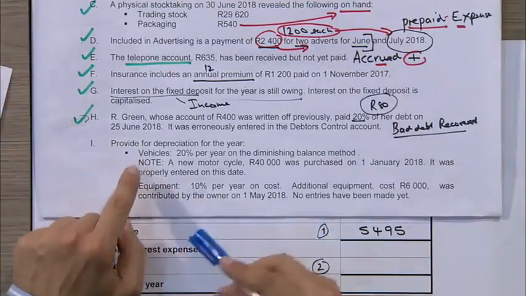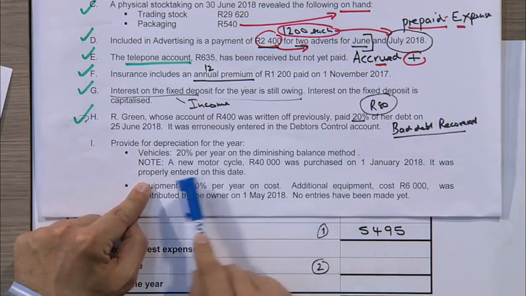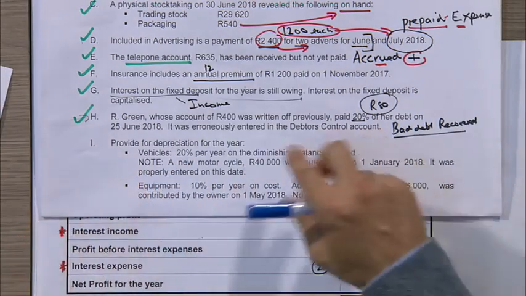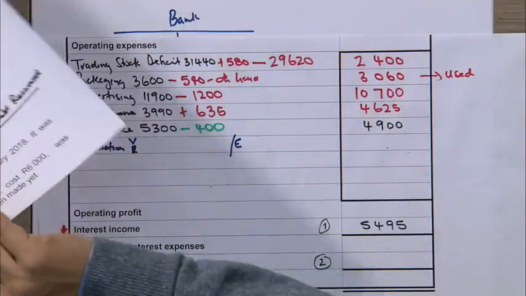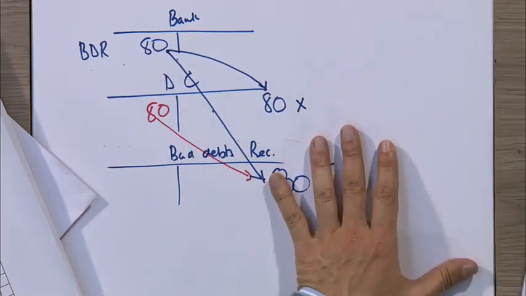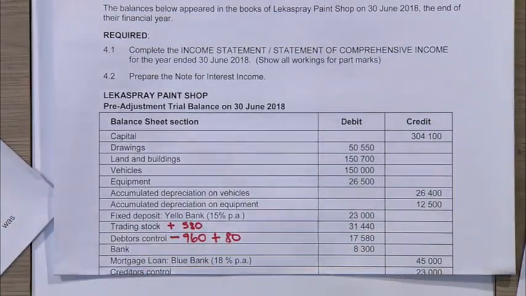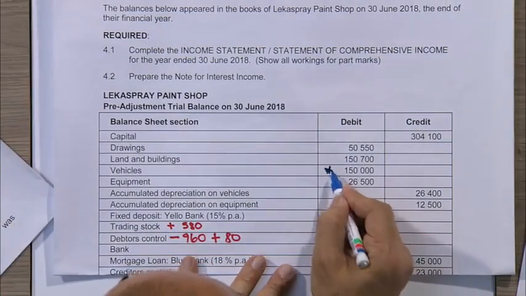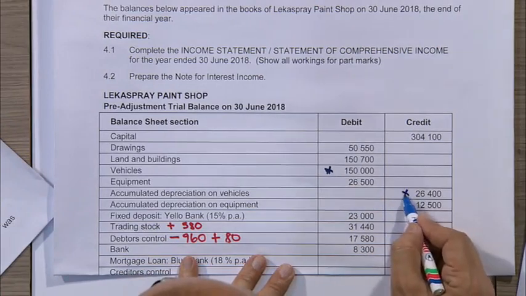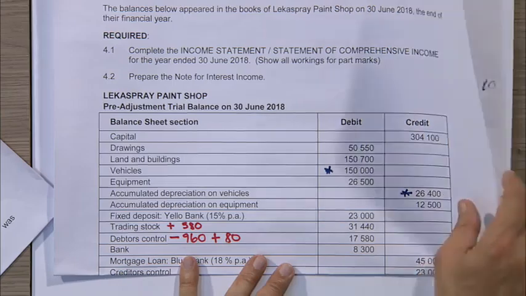Right, they're talking about vehicles. It's 20% per annum on the diminishing balance. Okay, then also it says, right, so let's just do that quickly. Let's just go to vehicles. Okay, there's my vehicles quickly. Right, there's my vehicles. And I need my accumulated depreciation because they say it's diminishing balance. So those are the two figures that I'm going to need. So I need 150,000.